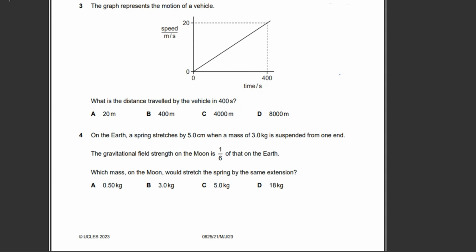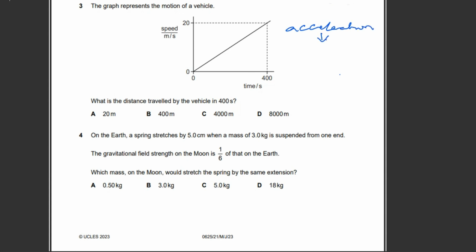So, the graph represents the motion of a vehicle. What is the distance traveled by the vehicle in 400 seconds? Okay, this is a speed time graph with the speed on the vertical axis and the time on the horizontal axis. We can get two pieces of information from this graph. We can get the speed at any point from this graph, and we can get the time from this same graph. But more importantly, we can use this graph to get our acceleration.